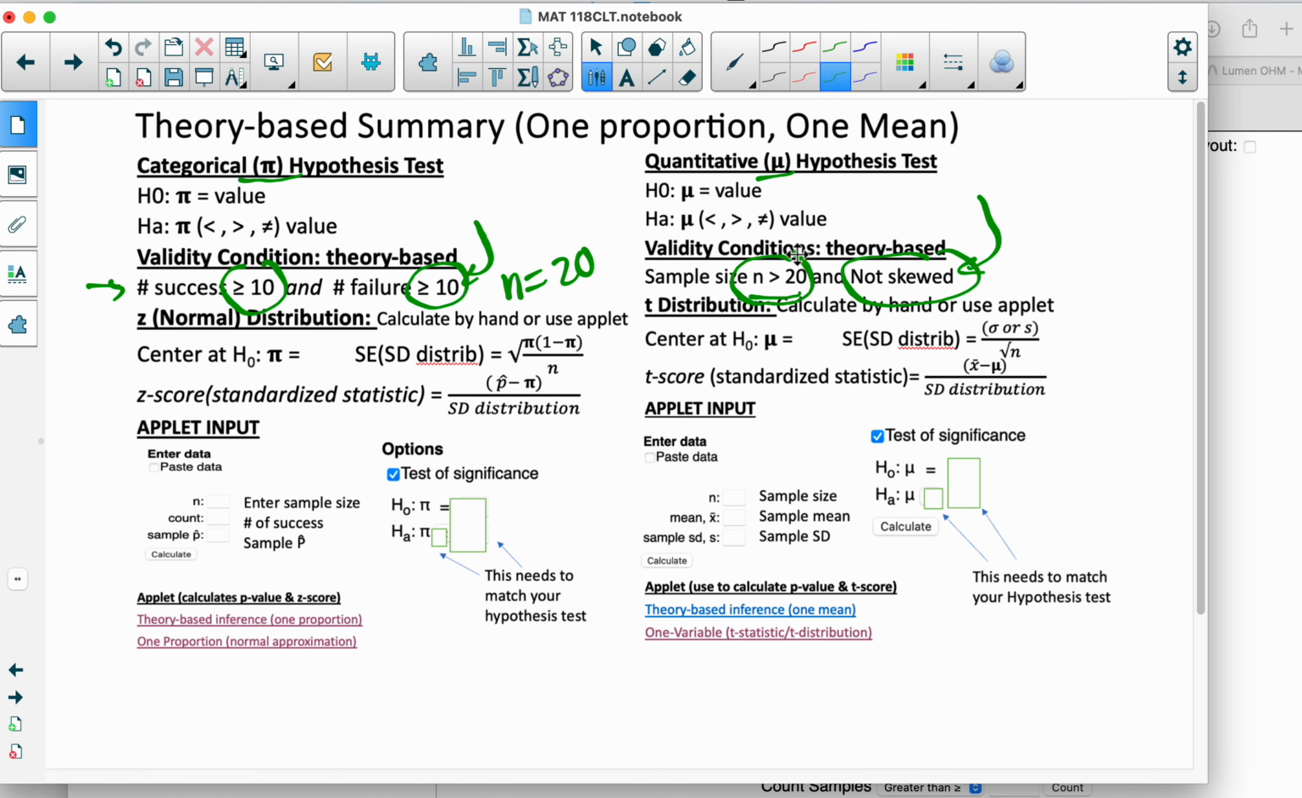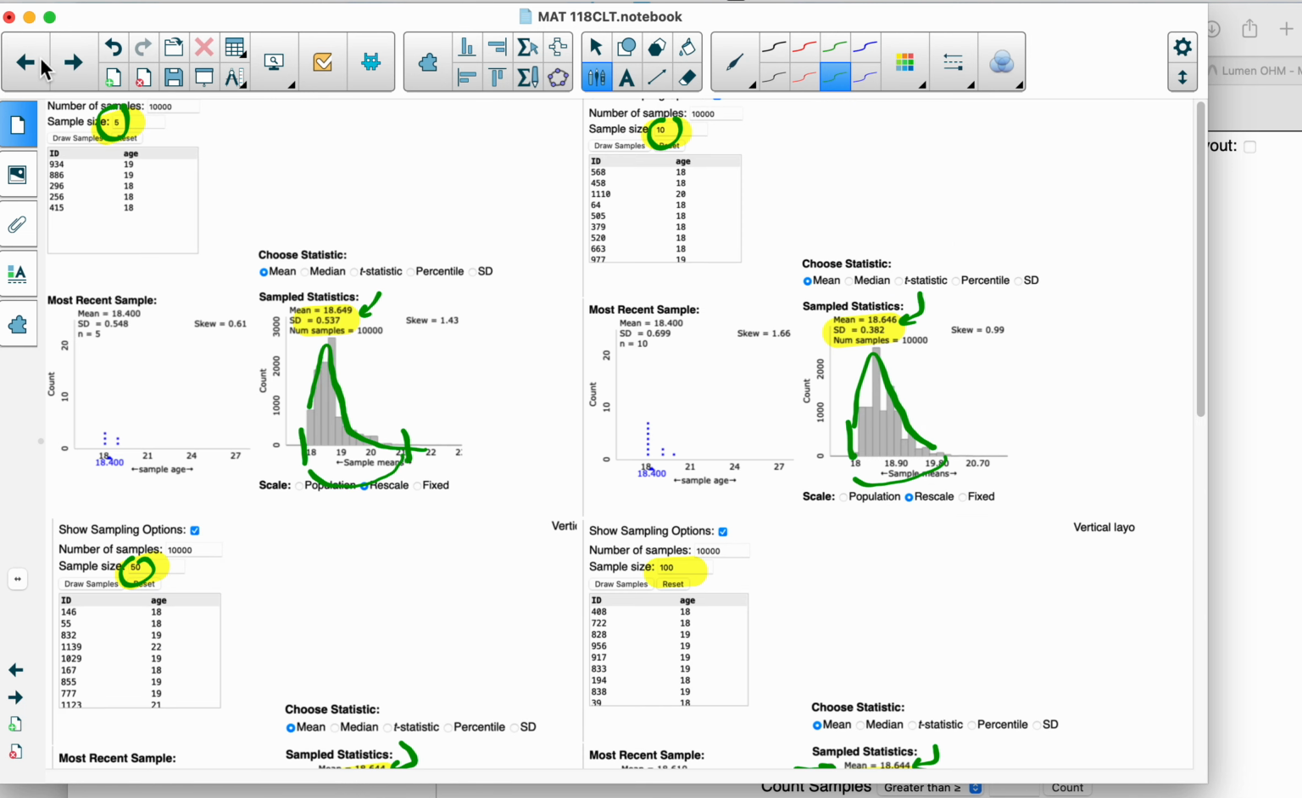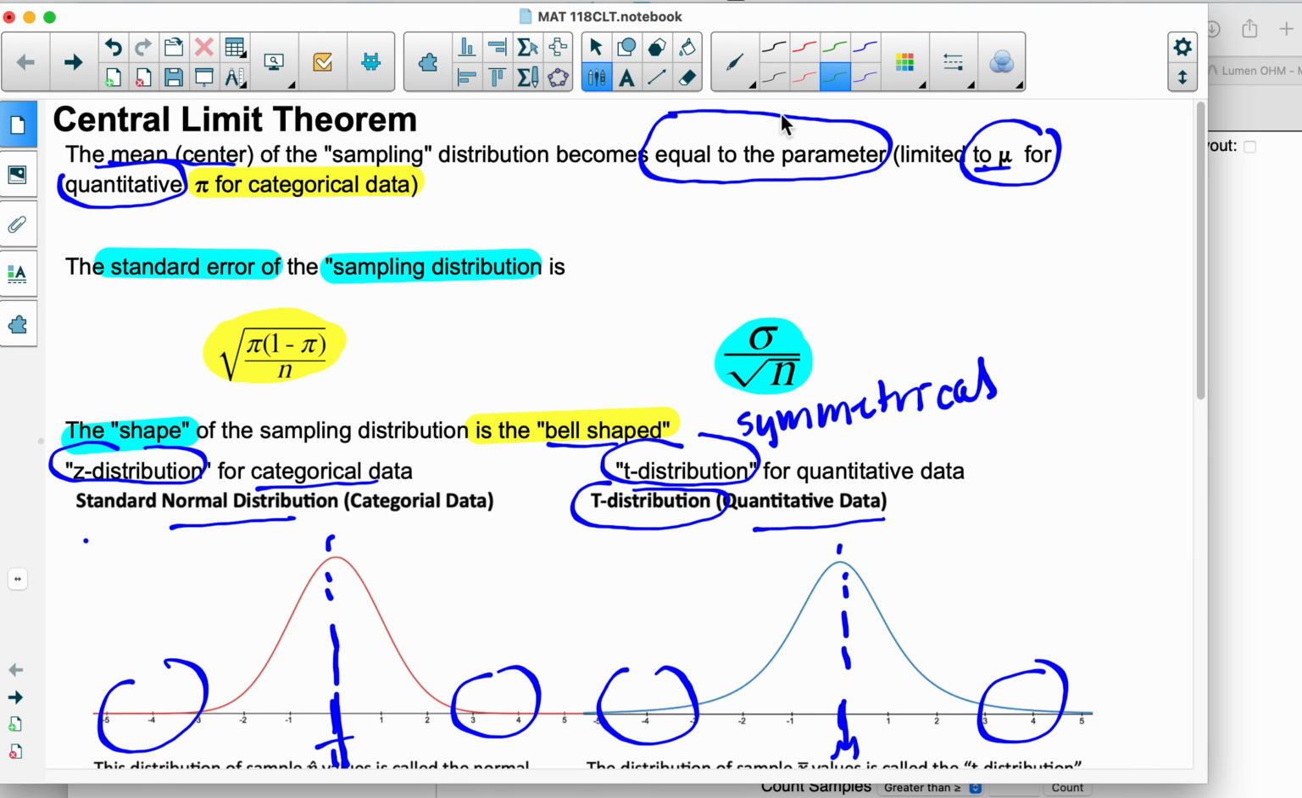So long as I take a sample size of 20, that will let me use the theory-based approach so I can figure out the spread. I know that my center is going to be equal to my population parameter. And let's just recap. If I take a big enough sample size, then my mean, or the center of my distribution, is going to equal my parameter, whether it be mu or pi.